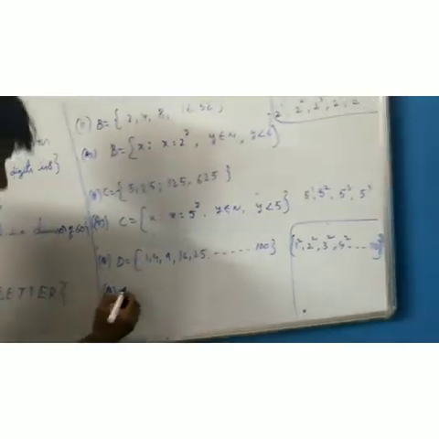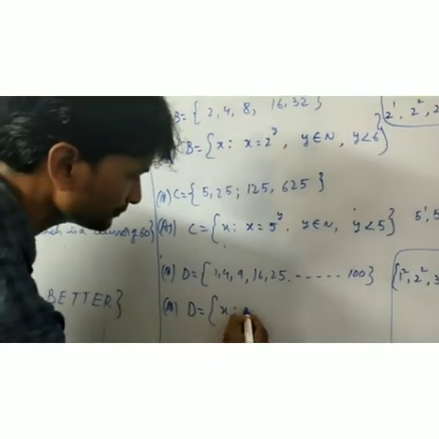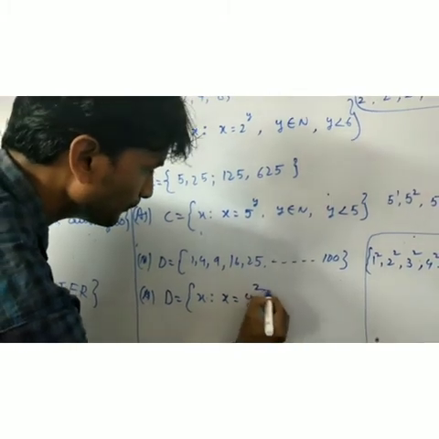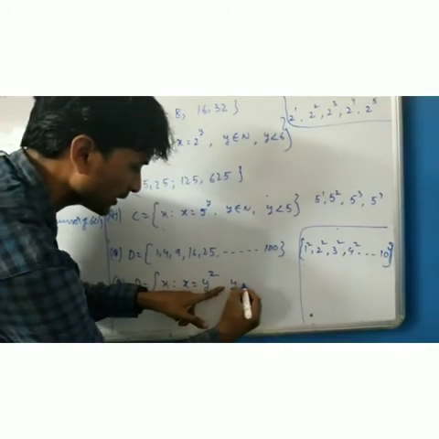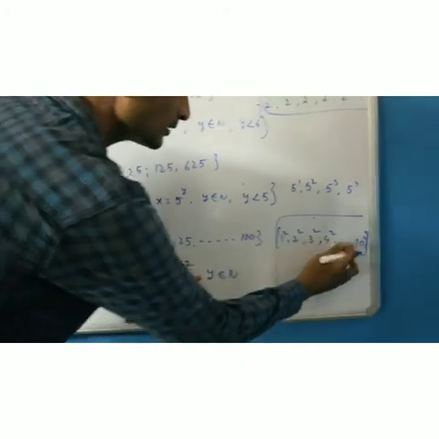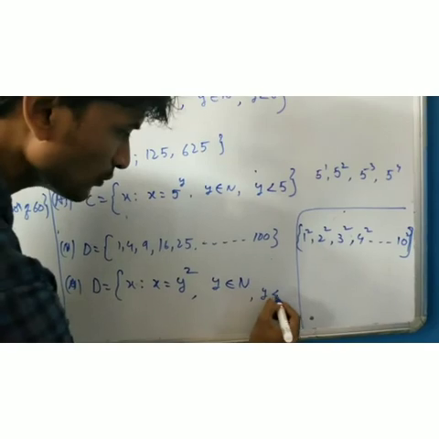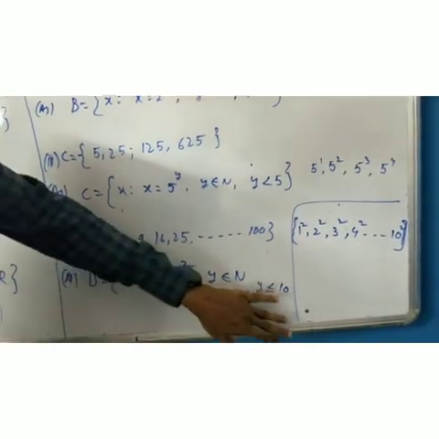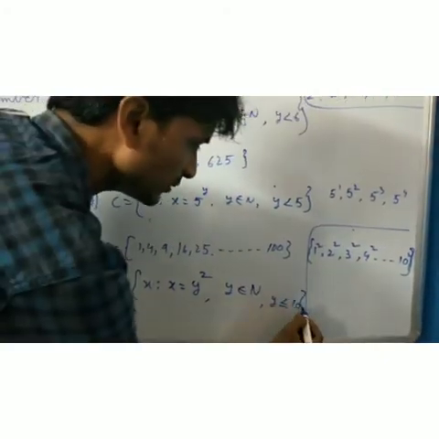So it can be written as x such that x equal to y power of 2. Y power of 2, and the condition is very, very important: y must be a natural number 1, 2, 3, 4. Y belongs to N. So it can be written as y less than or equal to 10, or y less than 11 also we can write. With less than or equal to 10, the 10 is also included here.